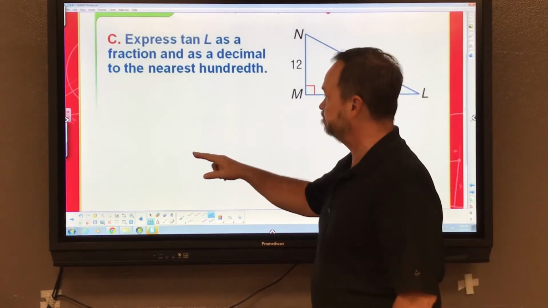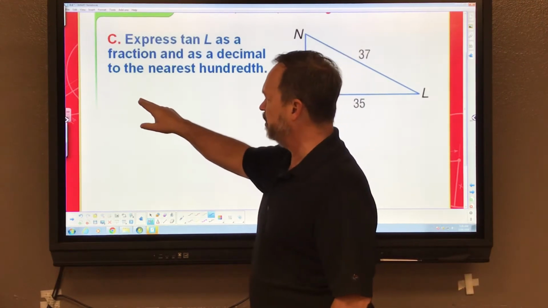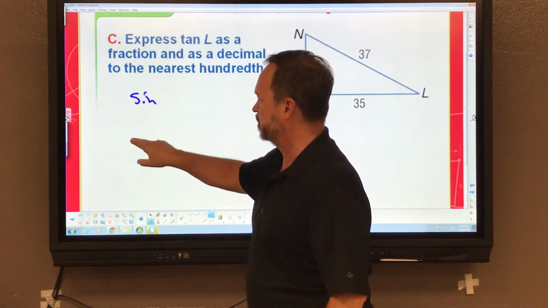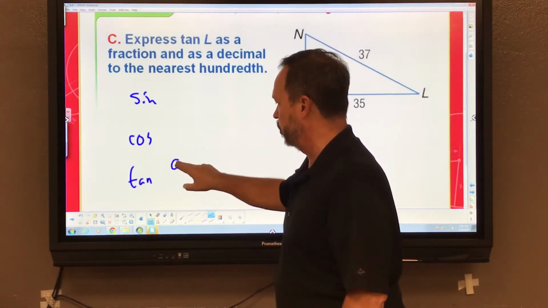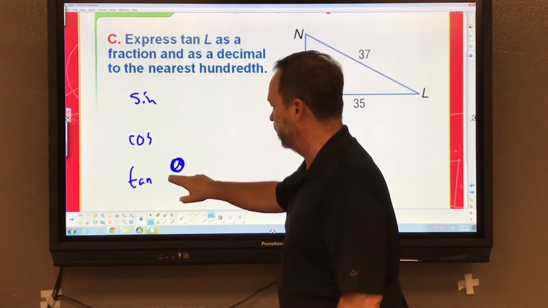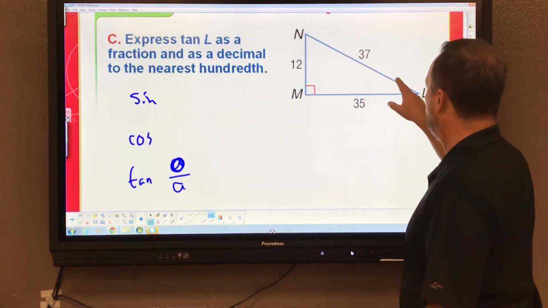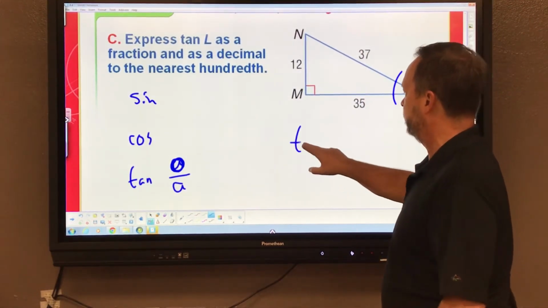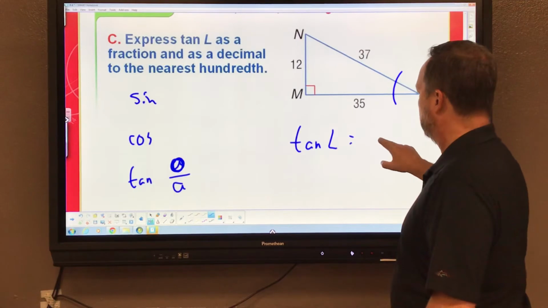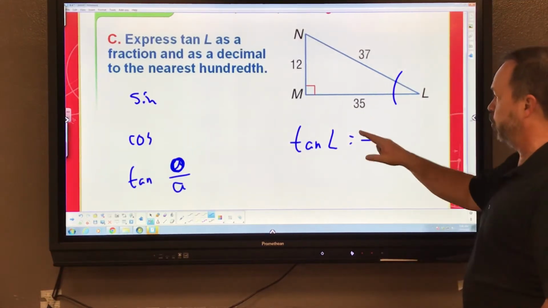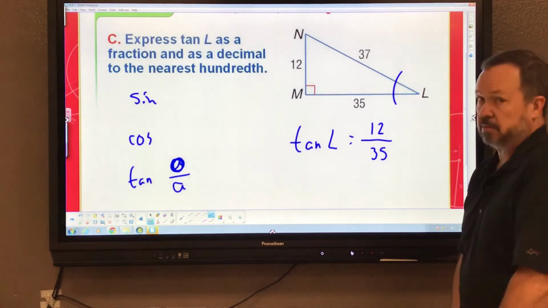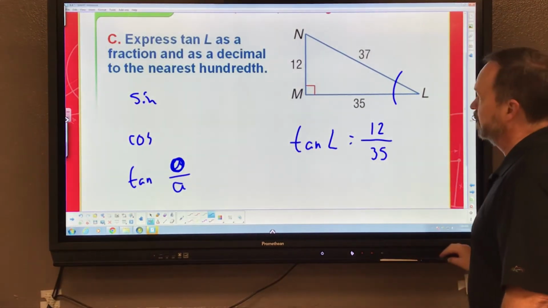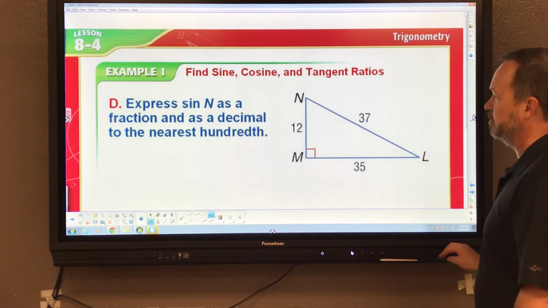in the next lesson. Then they want us to do tangent. So sine, cosine, tangent: orange horses always have orange ankles. And we're doing L. So the tangent of L is equal to opposite, which is 12, divided by adjacent, which is 35. That's how that works. So it's pretty easy to see once you get used to doing this.